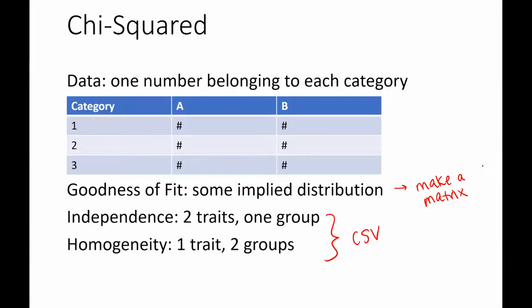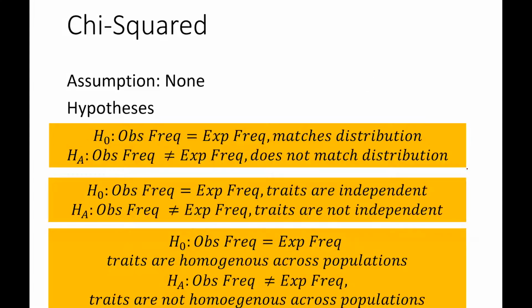No, you don't. For this one, sorry, for this one, you have a CSV that you need to make a matrix out of. And for this one, you enter your data. Remember, you make your expected and your observed. There aren't any assumptions for the chi-square test that you need to check. And there are 3 hypotheses.